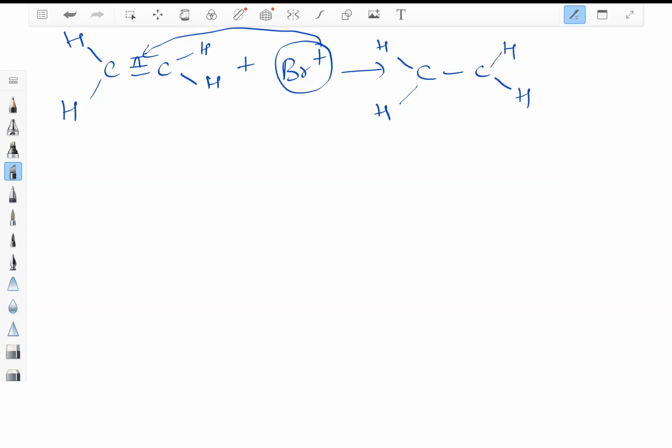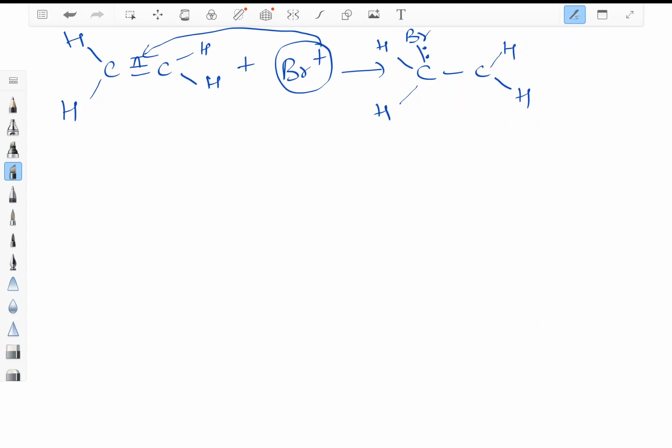But what happens is the Br will go here and form a bond with carbon. Now Br plus will change to Br. Why? Because it is getting a bond here. Which bond? Sigma bond with two electrons. How is it getting that? From the pi bond. So the pi bond is now converted to a sigma bond.